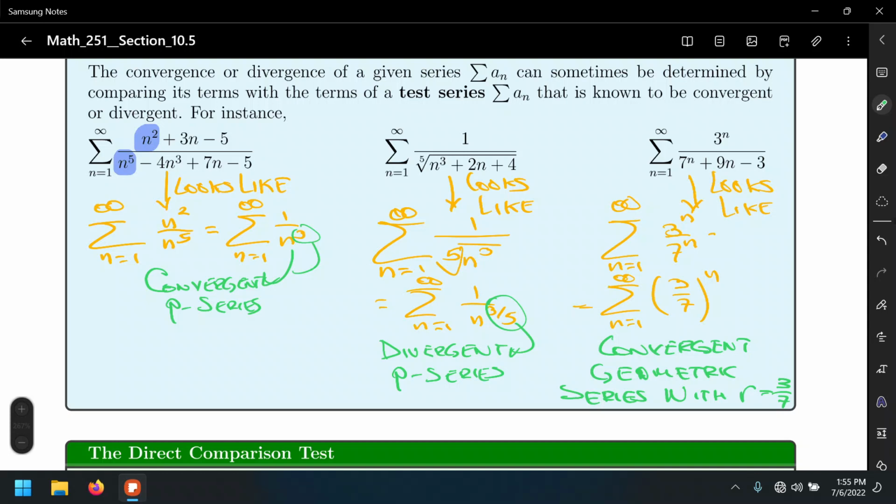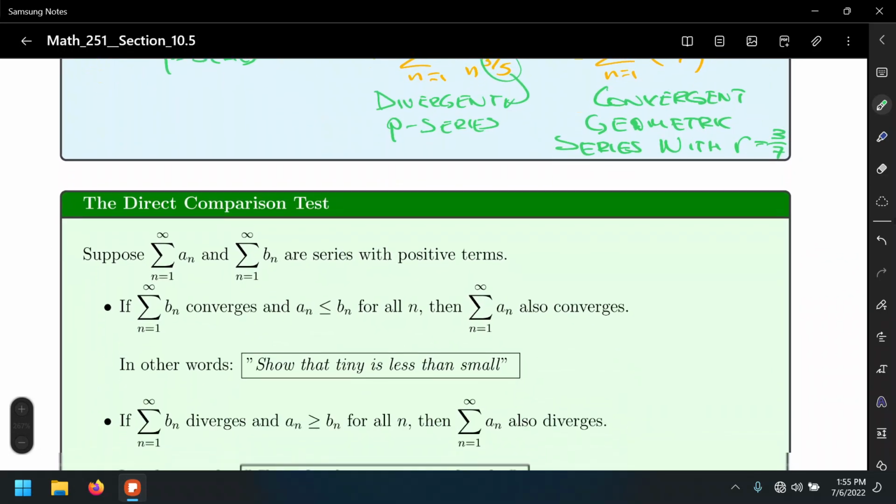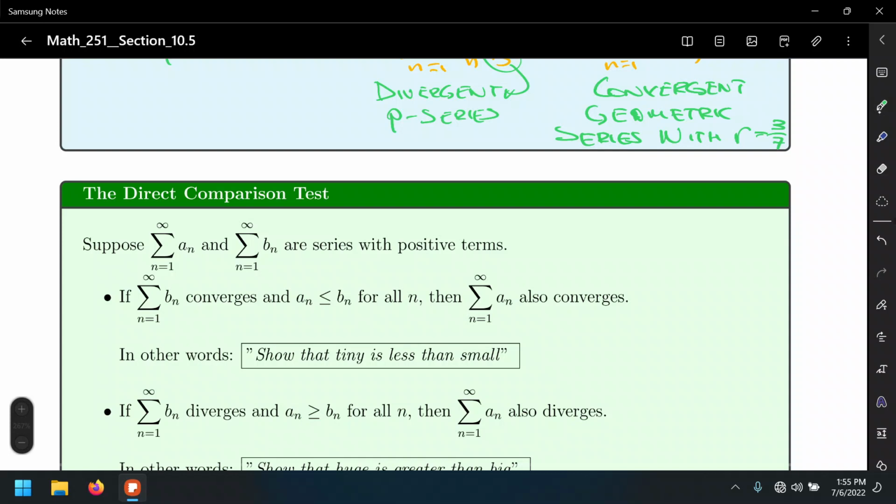So that's the whole idea, to come up with a simpler series based on pretty much the leading terms for the series that we're given. Now, what is the direct comparison test about? In this case, we are going to have what I usually call the problem series, the complicated one, the one that we want to find its convergence or divergence. And then we have a second series, which is the test series.